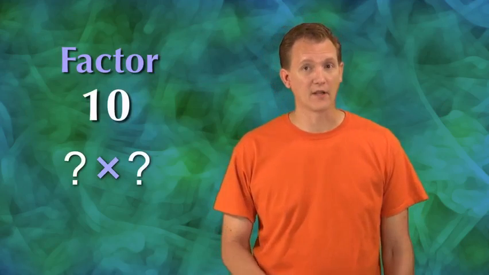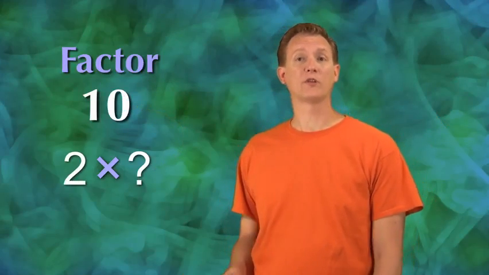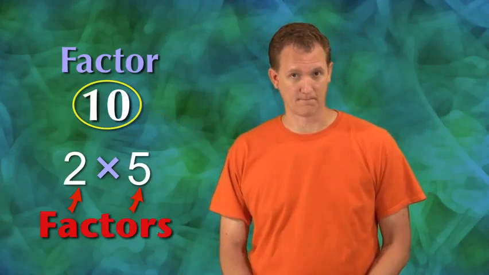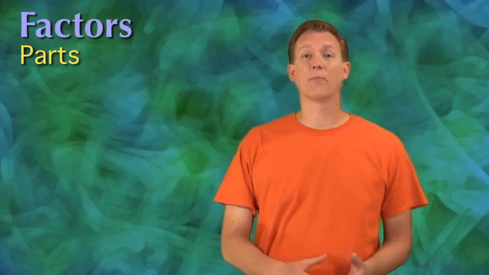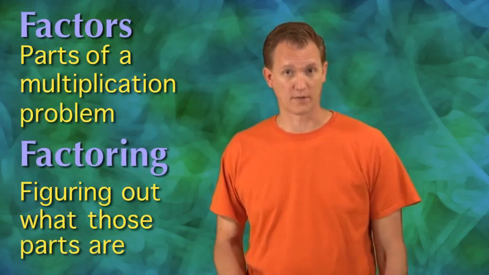For example, let's say you're asked to factor the number 10. Now that means that you need to figure out what numbers you can multiply together to get 10. If you know your multiplication table, you'll remember that 2 times 5 equals 10. That means that 2 and 5 are factors of 10. So factors are just the parts of a multiplication problem. And factoring is figuring out what those parts are.